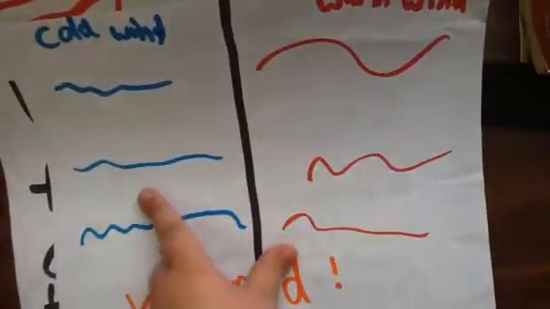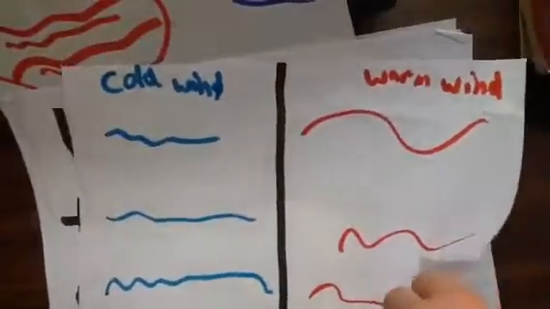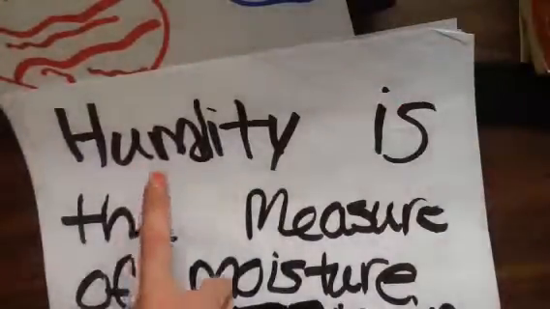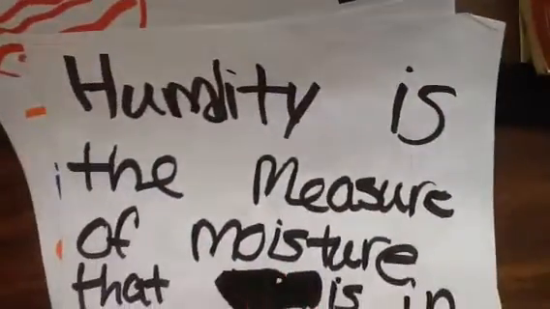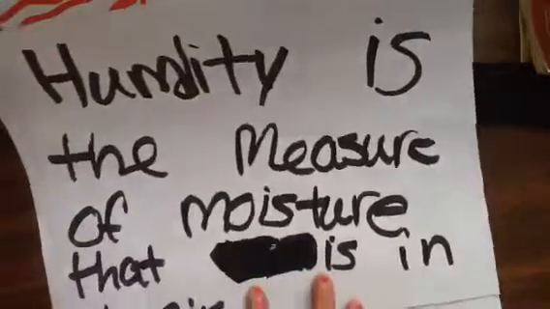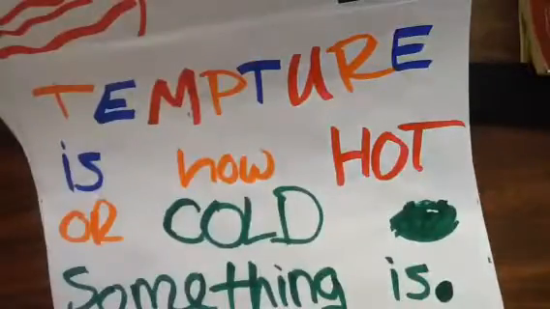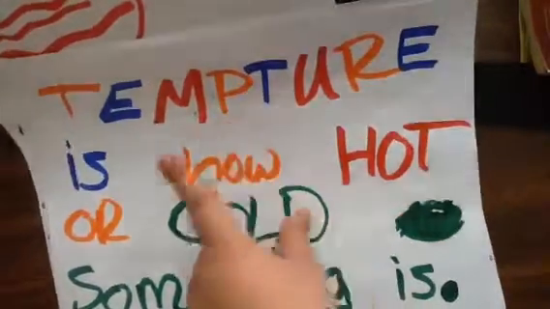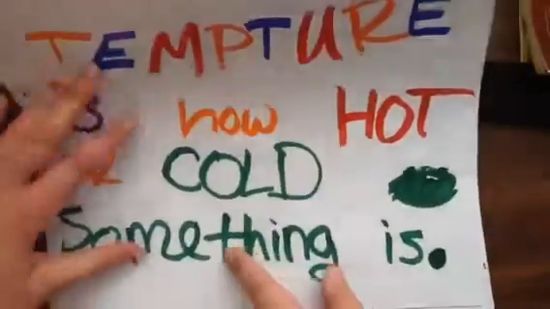Okay, so here we have wind. In winter, it can be cold wind, but in summer, it can be warm wind. But it just kind of depends on the season. Humidity. Humidity is the measure of moisture that is in the air. Temperature. Temperature is how hot or cold something is.